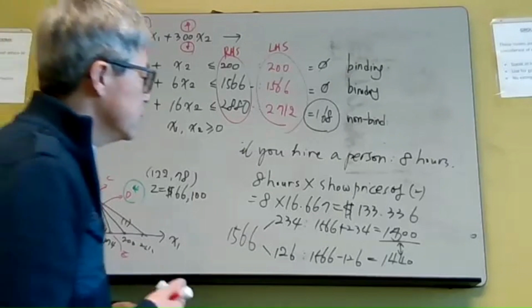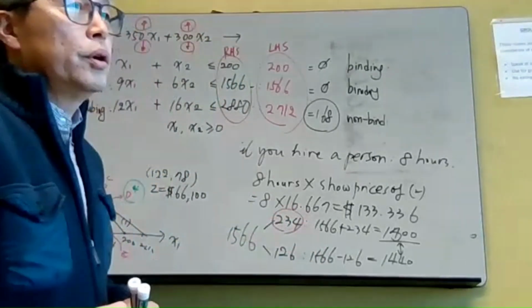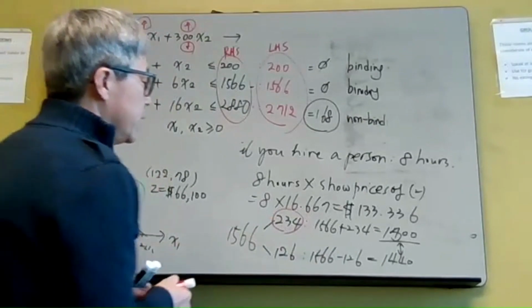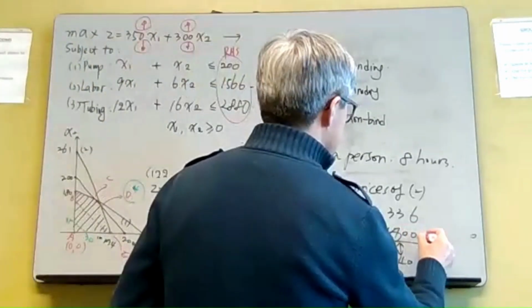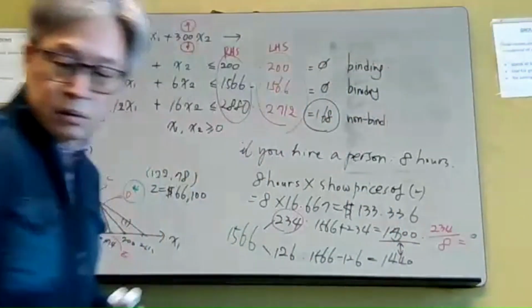So now let's see, 234 hours. If you assume one employee works 8 hours, then how many people can you hire? 234 divided by 8, 7.2.